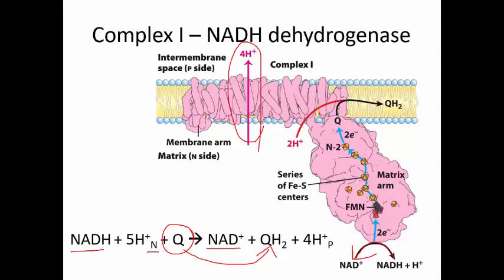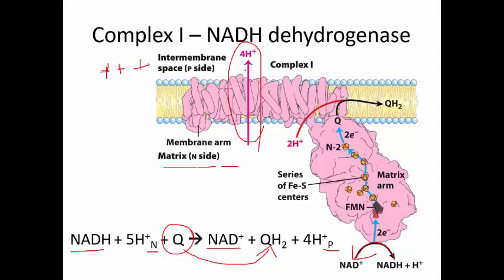I want to point out this N and P. That stands for the negative and positive sides. So the matrix is more negative, and the intermembrane space is more positive. When we're talking about the membrane potential, this is now not a cell anymore, so the membrane potential isn't that standard negative 0.05, but the matrix is more negative and the intermembrane space is more positive. That means we are using energy to move these protons across, because the protons do not really want to go across. That is against their gradient. It's a positive delta G to move these protons.